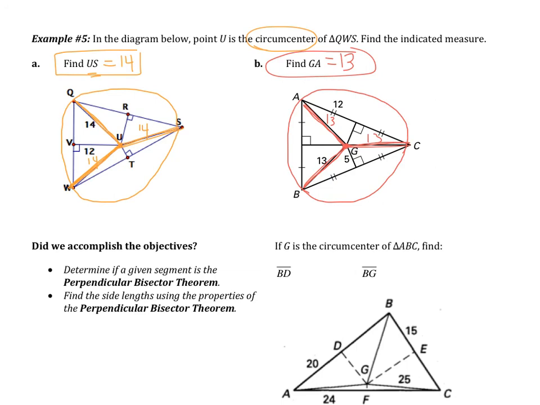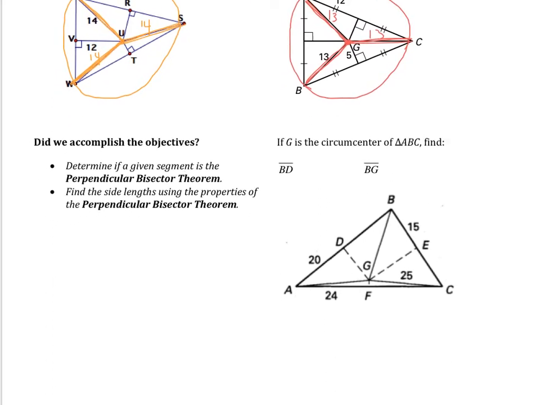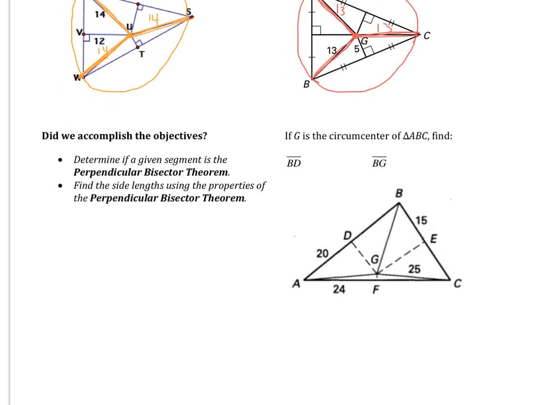Okay, hopefully that went well. If it didn't, you have one more opportunity to prove yourself. Here is the last question. This is the question that you're going to do on your own right here. So in this video, we went over two things. We went over whether or not a given segment is the perpendicular bisector, and then we found side lengths using the perpendicular bisector theorem. Remember, it comes down to remembering one of two things. Either you look for the congruent triangles, or you determine if a point is equidistant from the endpoints of the segment. In the last part of the video, we learned about the circumcenter.